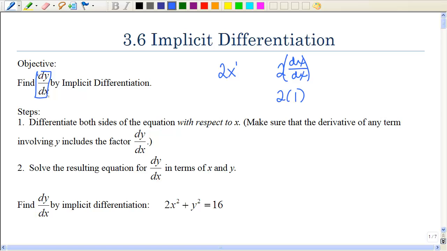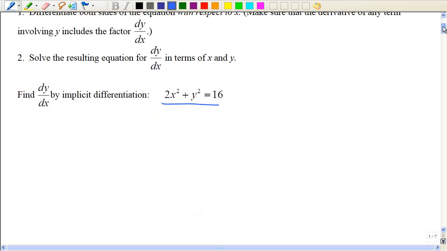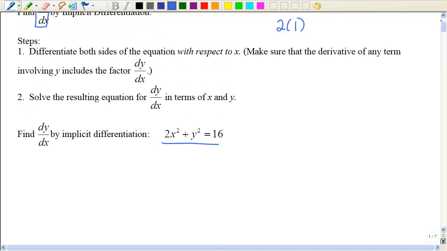So we're going to be differentiating equations that cannot be easily solved for y, but we still want to find dy/dx. The idea is we're going to differentiate both sides of the equation with respect to x. And so the key thing is make sure that the derivative of any term, including y, involves that factor dy/dx. And then we're going to solve for that dy/dx.